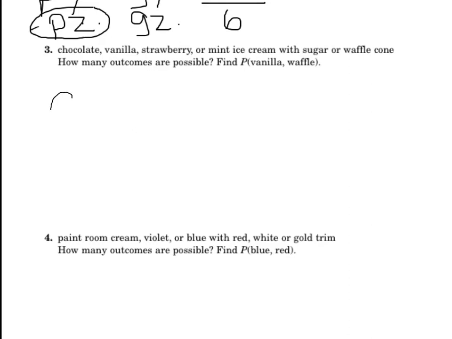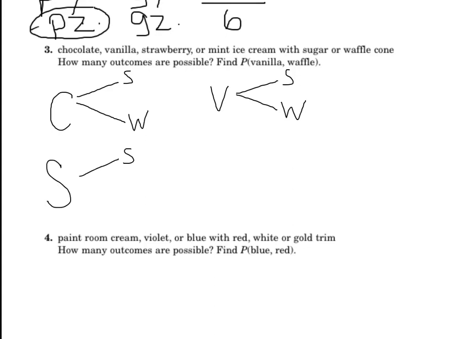So we have chocolate with sugar and with waffle. Vanilla with sugar and waffle. Strawberry with sugar and waffle. And then mint with sugar and waffle. Okay? So how many outcomes are possible? You just count the branches.